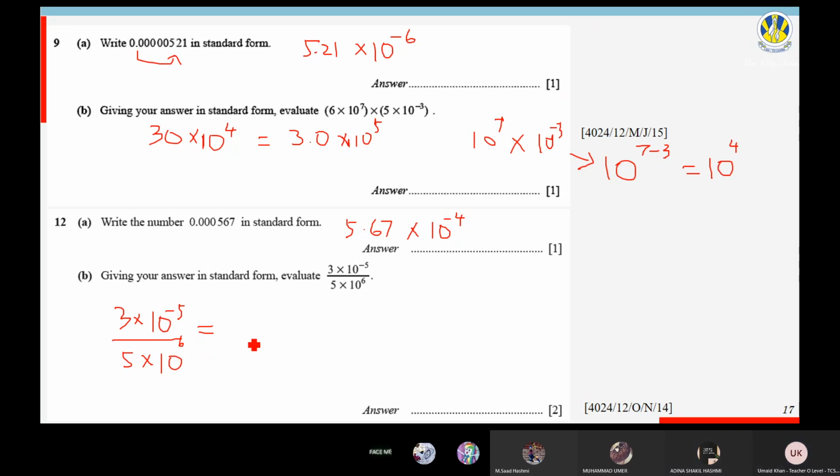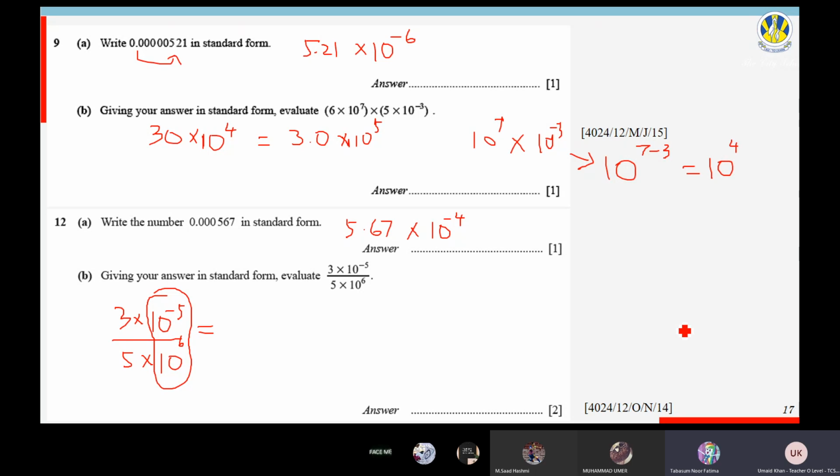No. Sir, can we divide 3 by 5 directly? Reciprocal? So reciprocal and then multiplication, cross multiply. Yes, sir. No, forget about the powers of 10 first. Let's consider this 3 over 5. How will you simplify this 3 over 5? Sir, by subtracting the values.